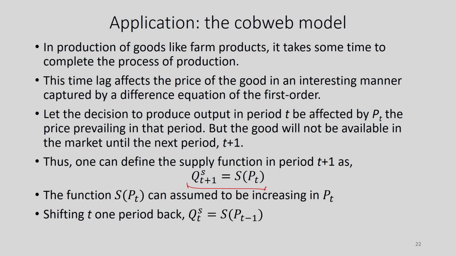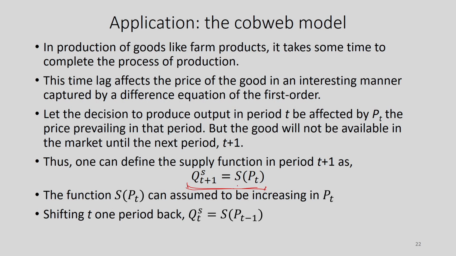Based on that price, they decide how much they will produce, but the decision to produce does not automatically translate into production. It takes some time for the production to actually materialize. So, the production will come into the market in the next period, whereas the decision was taken in the previous period. Therefore, I can write this as Qs t plus 1, that is the quantity supplied in period t plus 1, is a function of the price that prevailed in period t.